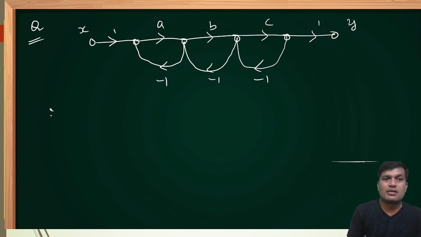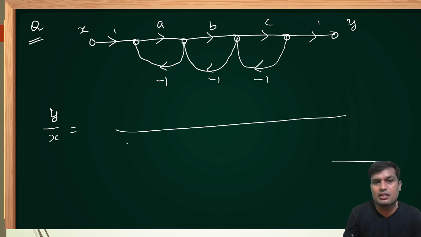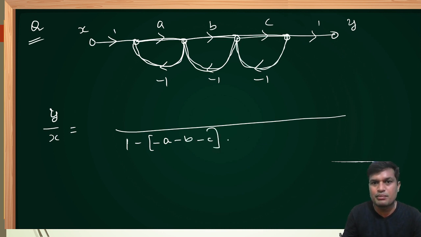Determine the transfer function. What is the output? Y. Input X. First the denominator. What is the denominator? Del. Del is 1 minus the sum of loop gains. How many loops? This is the first loop. What is the first loop gain? Minus A. This is the second loop. What is the second loop gain? Minus B. What is the third loop gain? Minus C. The sum of individual loop gains is completed.